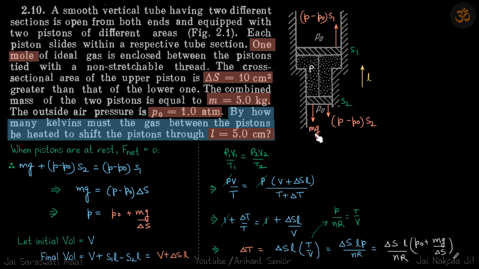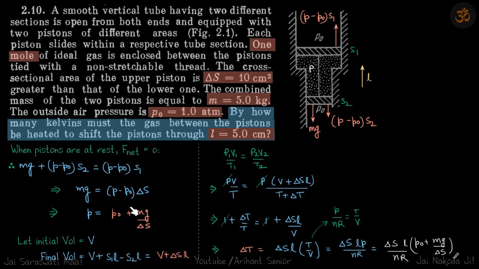So the net downward force on the pistons is mg. And this side of the piston is being pushed down with the force P minus P naught into S2. And this side of the piston is being pushed up with the force P minus P naught into S1. So we'll just do the force balance: the downward force, which is mg plus the force on the smaller piston, is equal to the force on the bigger piston. So from here we get mg is equal to P minus P naught into delta S, because S1 minus S2 is delta S. So only one variable P here, so we got P is equal to this.